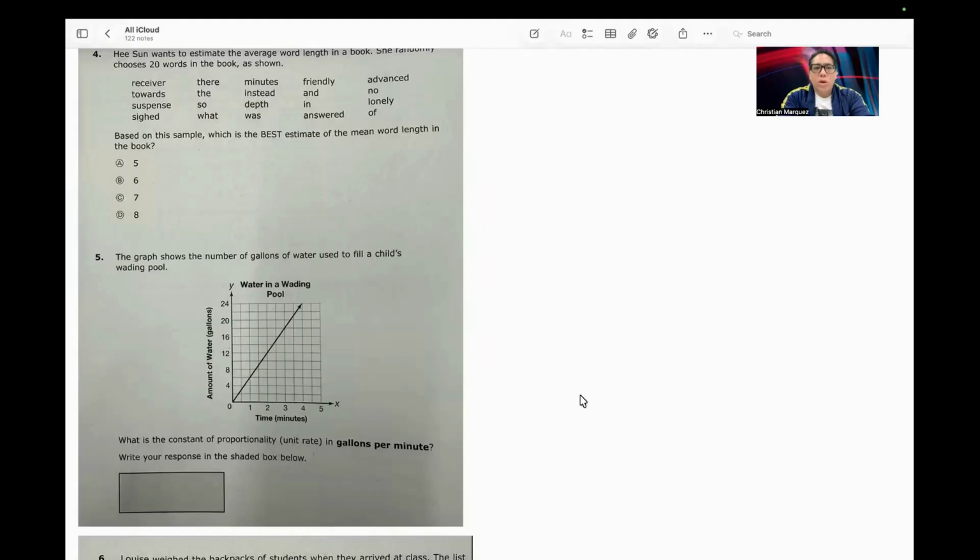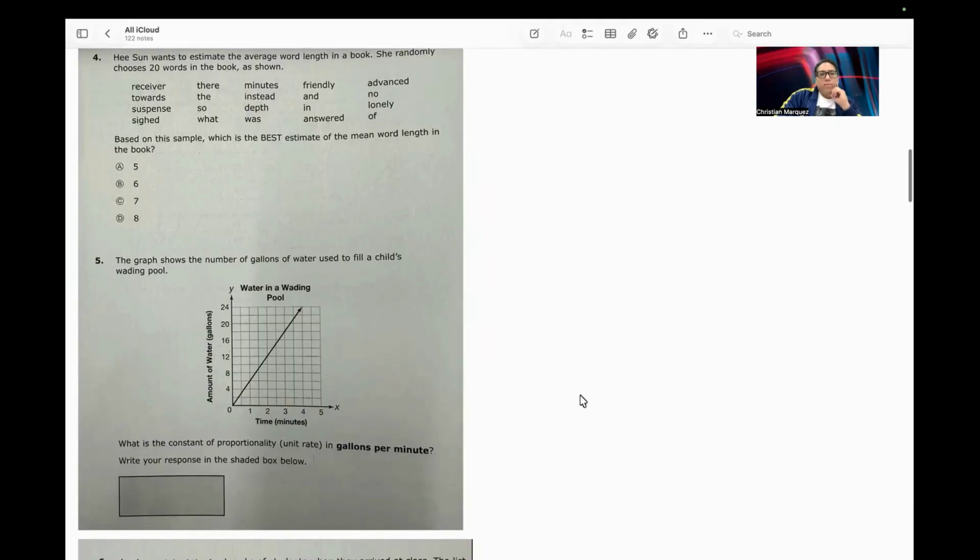Hello, everyone. We're going to continue working on FAST second grade math questions for the FAST test preparation. For question number 4, we're going to start reading the question. Based on this example, which is the best estimate of the mean?